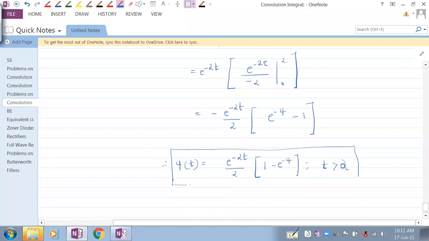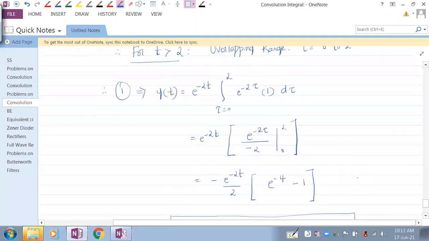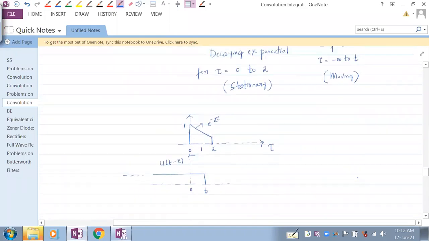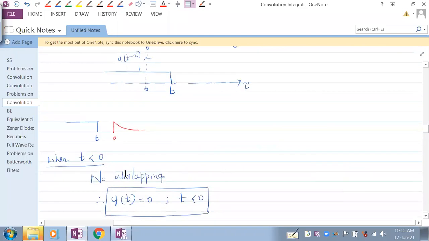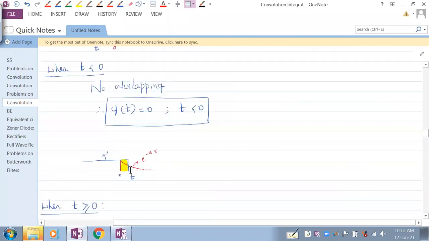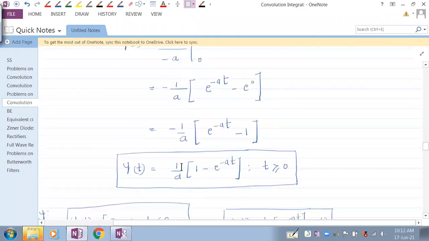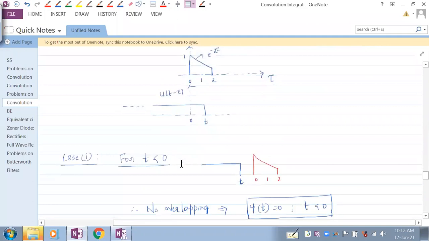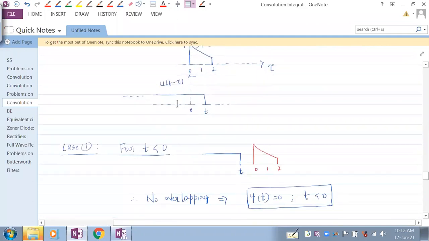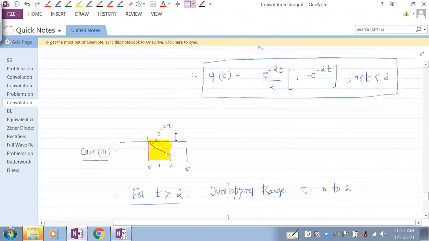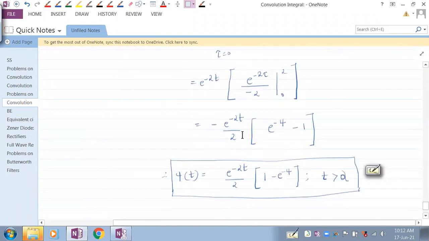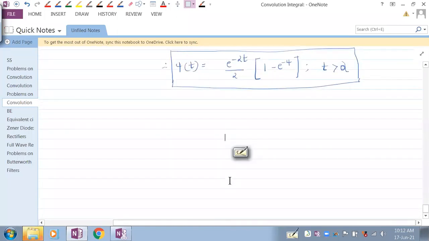If both were infinite, as was the case previously in the first problem, there were just 2 cases. Let me just show you that. In the previous problem, there were just 2 cases. One is the no overlapping case. Another one is the overlapping case. But since here one signal is finite and the other signal is infinite, this is finite, this is infinite. So this is one case. This is the second case. And this is supposed to be your third case. So that's why we have 3 cases. Understand? So let's summarize now.